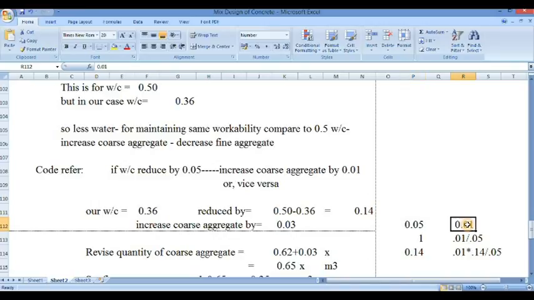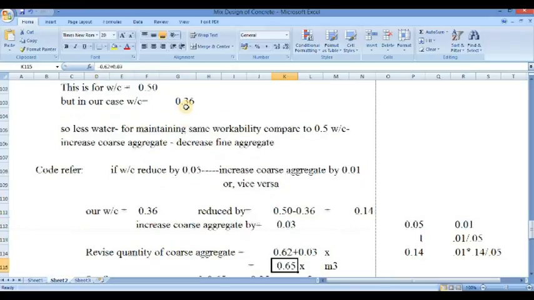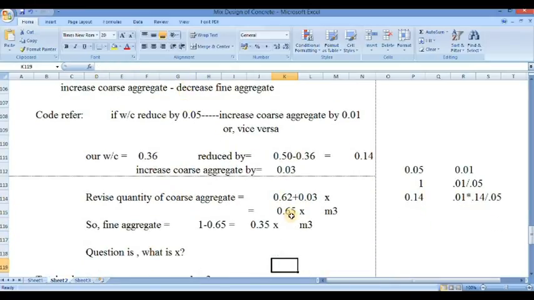So for 0.05, you need 0.01; for 0.14, you need this much. Just calculate it and round it off, you will get 0.03. Previously it was 0.62, and now we have to increase this by 0.03 for the reduced water-cement ratio. So the revised coarse aggregate quantity is 0.65, or 65% of the total volume of your aggregate. Fine aggregate is obviously 35% of your total volume.